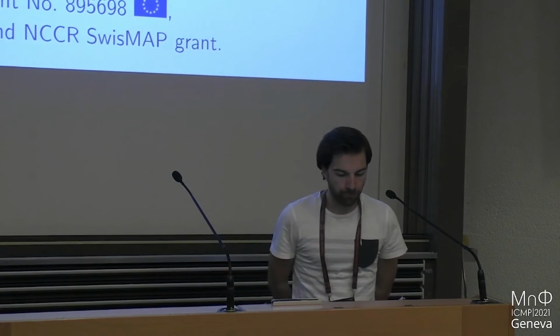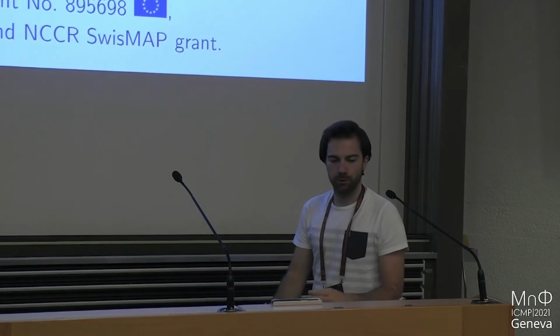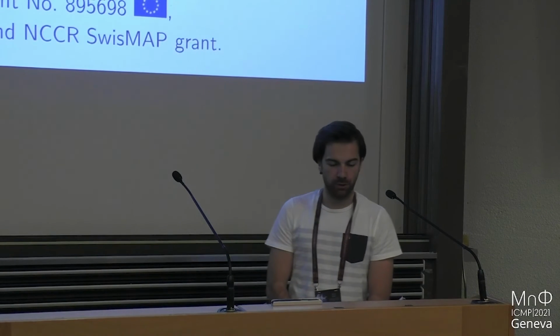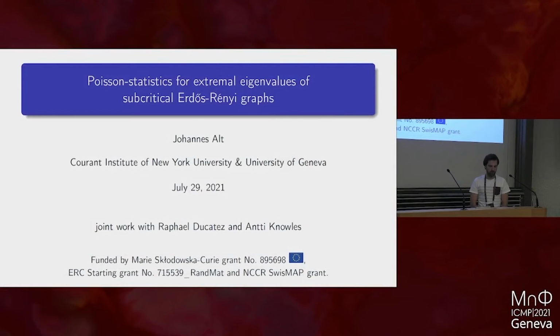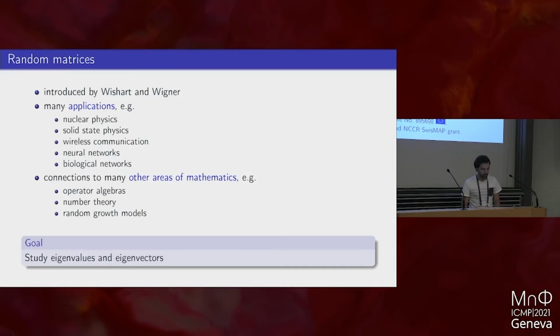Okay, thank you for the introduction and also for the opportunity to present some of my research here. What I'll talk about today is the Erdős-Rényi graphs and their Poisson statistics at the spectral edge. This is joint work with Raphaël Ducatez and Antti Knowles, who are both here. What I'll start with is some introduction to random matrices.